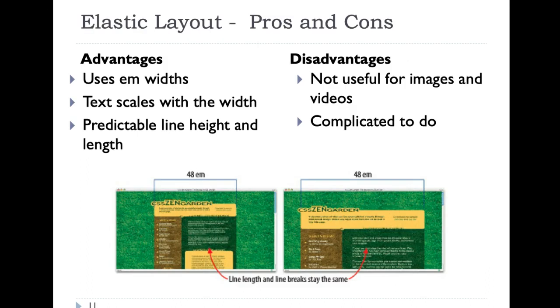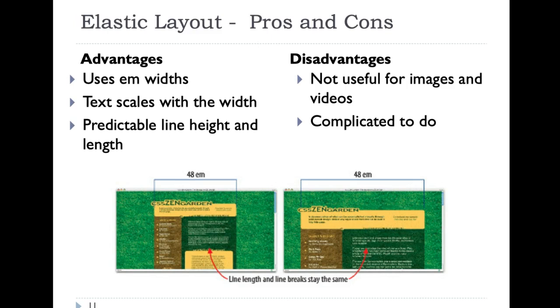Now, elastic layout, pros and cons. This is about the text inside. When you hear the word elastic, the text needs to adapt to the size of the screen. So the text would scale with the width, and that's why it uses EM widths. Now, if you recall, the EM value for text size is a proportion of its parent element. So you have to test this a lot with different browsers, but what you would do is go into Chrome.